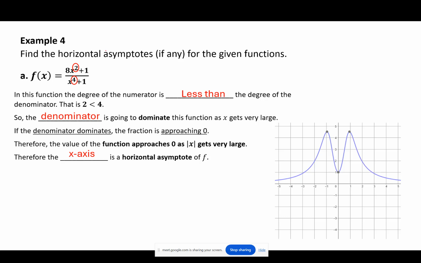So, bottom line, if the degree of the denominator is bigger, if the denominator dominates, then your horizontal asymptote will be the x-axis. You can see that in this graph.